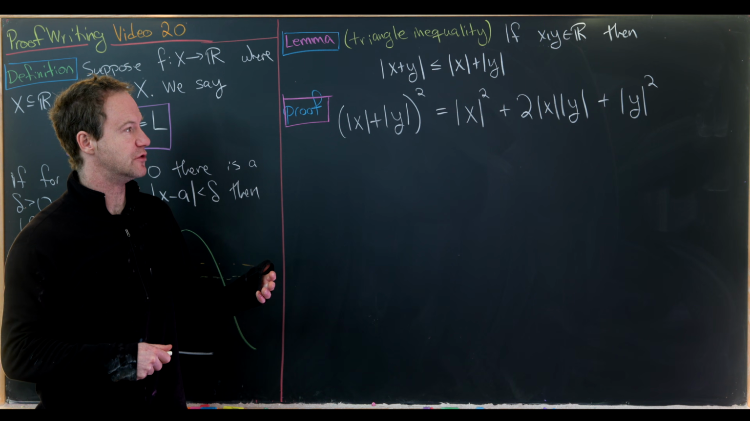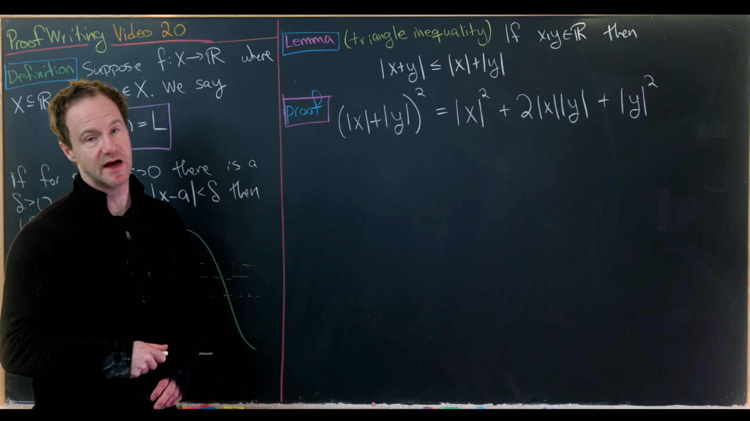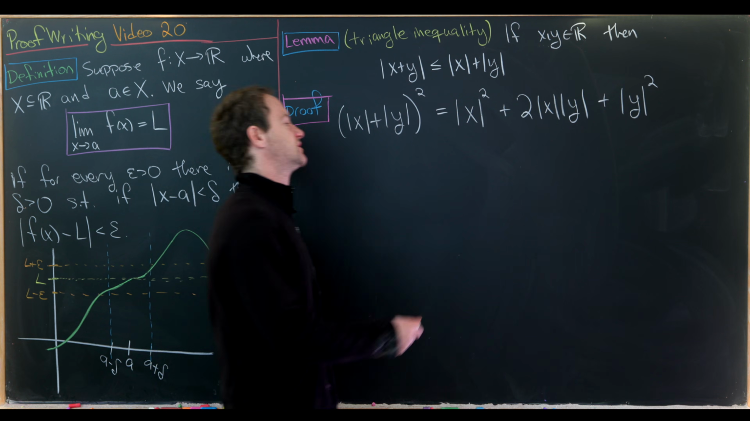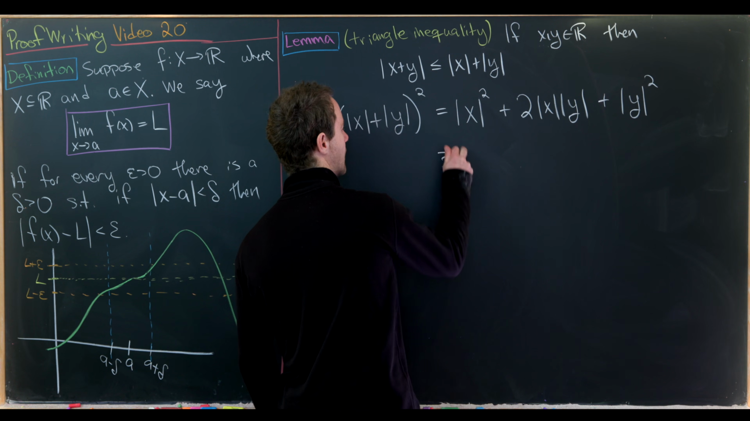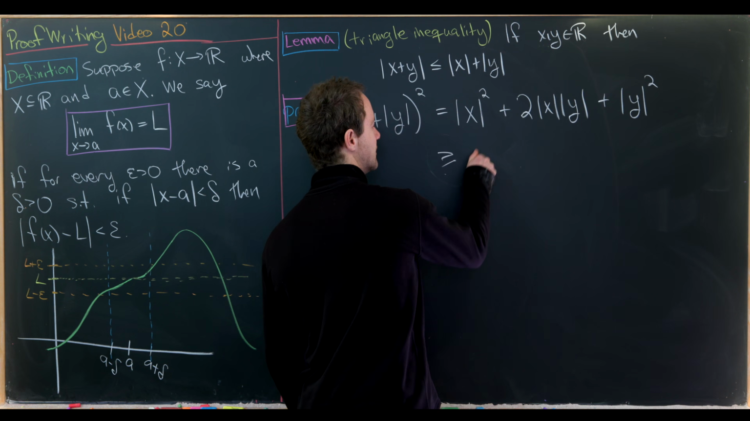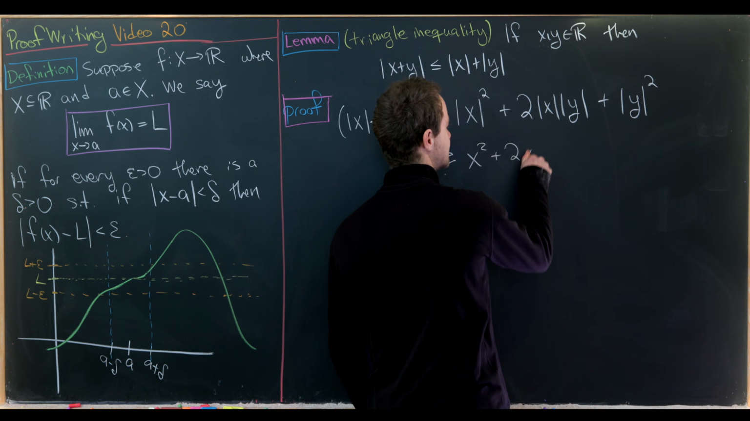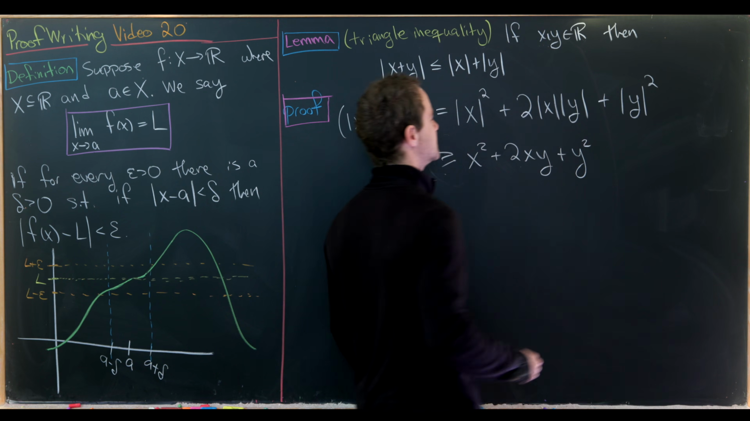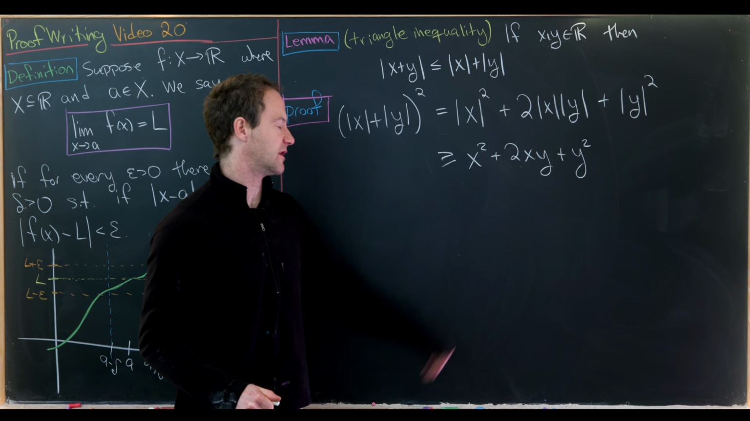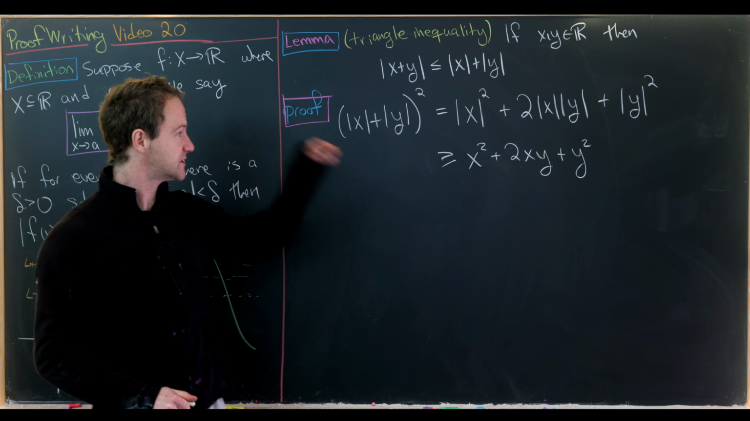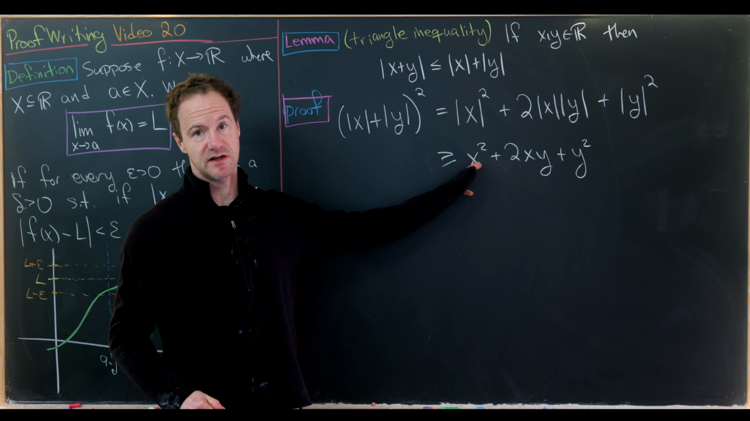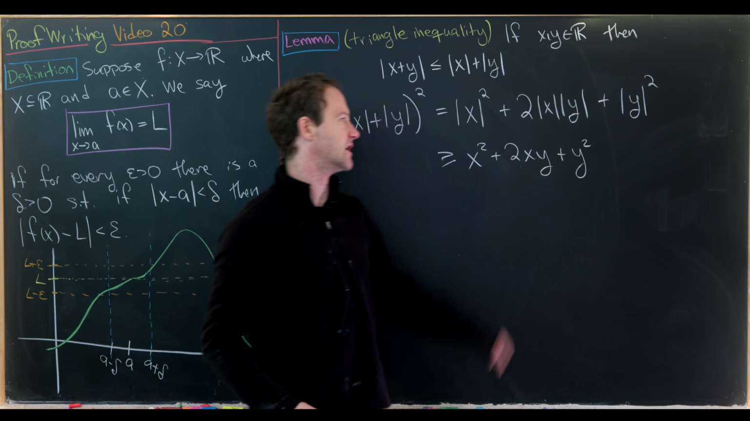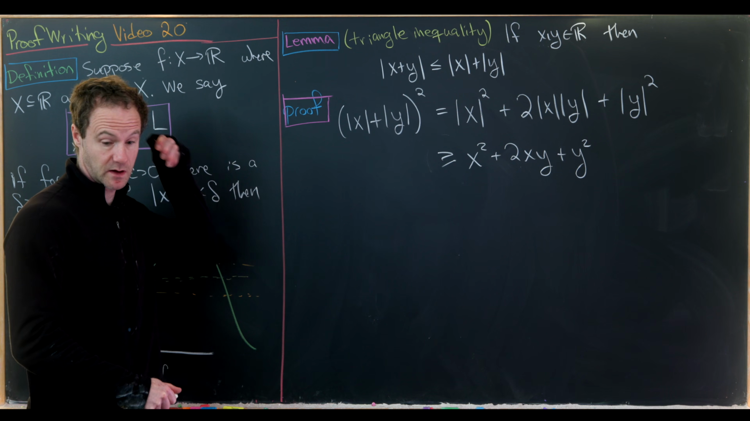Also, the absolute value of x times the absolute value of y is bigger than or equal to x times y. So that's how we build in our inequality. This is bigger than or equal to x squared plus 2xy plus y squared. So again, we make the inequality by dropping the absolute values. This to this is equality. This to this is equality, but here to here, these middle two terms are inequality.